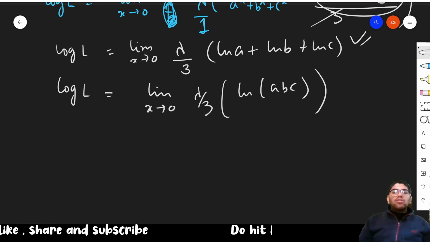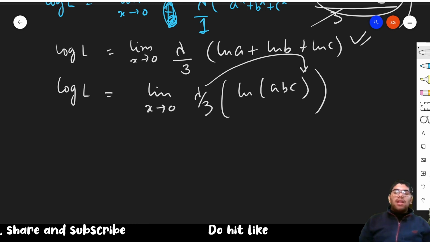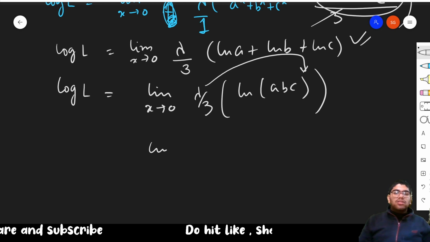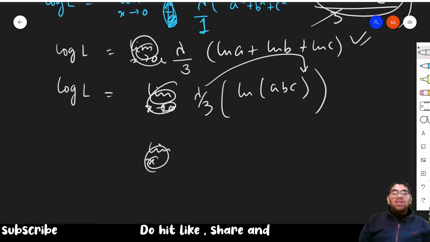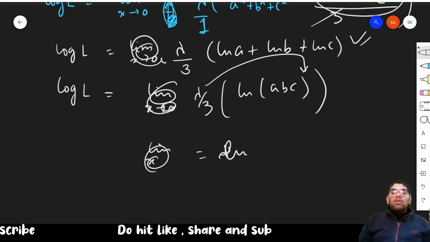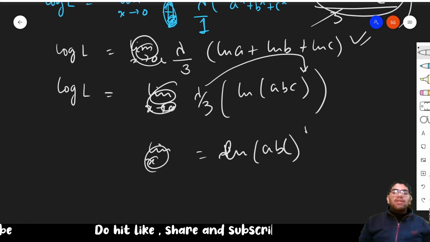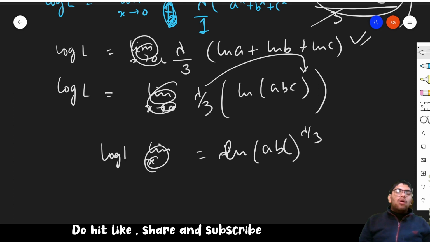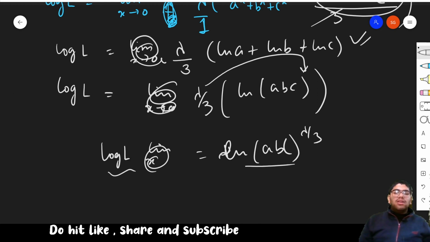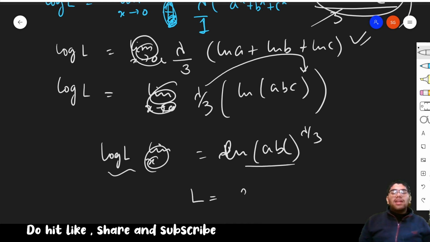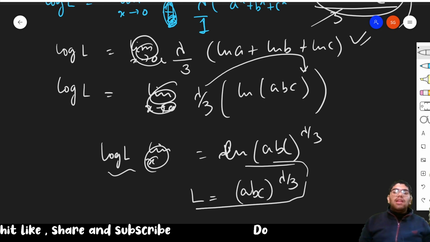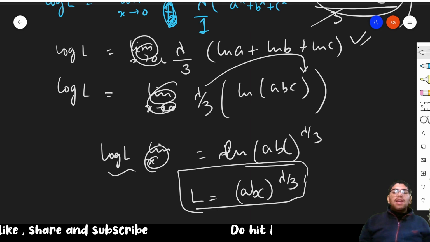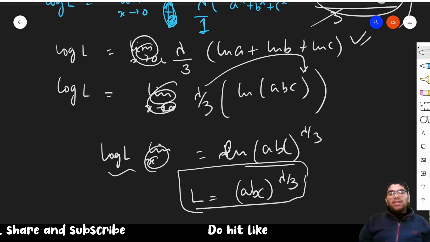So now I'll take this power lambda by 3 up. I have solved the limit, so I don't need to put it actually. So this is log of ABC raised to the power lambda by 3 and log L. So I can compare the two and I can get L, that is the value of limit. So the value of limit comes out to be ABC raised to the power lambda by 3.